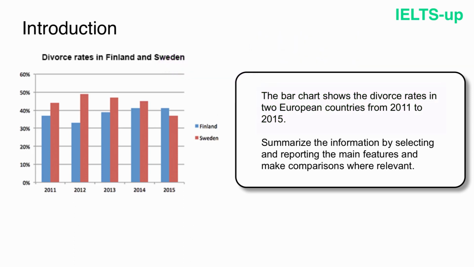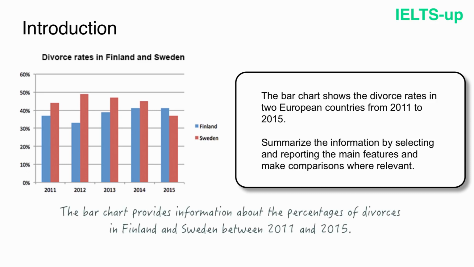So, instead of writing the bar chart shows the divorce rates in 2 European countries from 2011 to 2015, we should write a paraphrased version of this information by using synonyms. And here is how I wrote it. The bar chart provides information about the percentages of divorces in Finland and Sweden between 2011 and 2015.